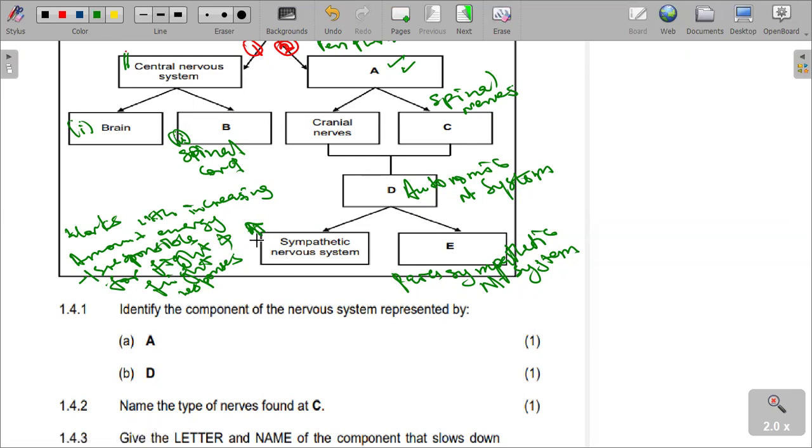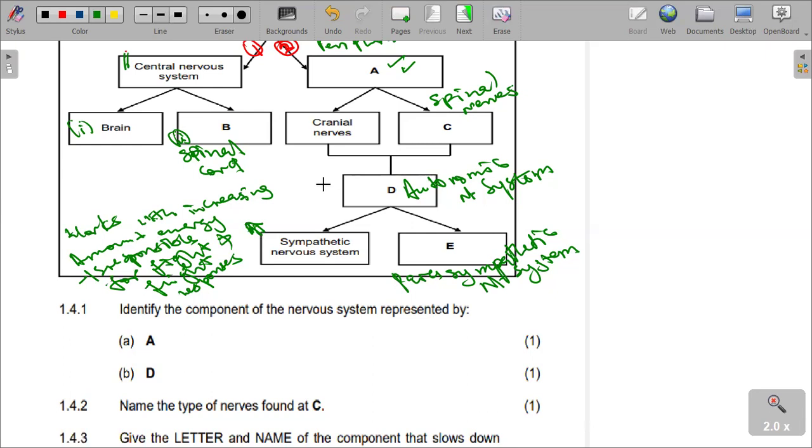Under the sympathetic nervous system, we can talk about the dilation of the pupil, the increase in the rate and depth of breathing of the lungs, the decrease in peristalsis, and also the release of digestive juices, which are quite good examples under the sympathetic nervous system.